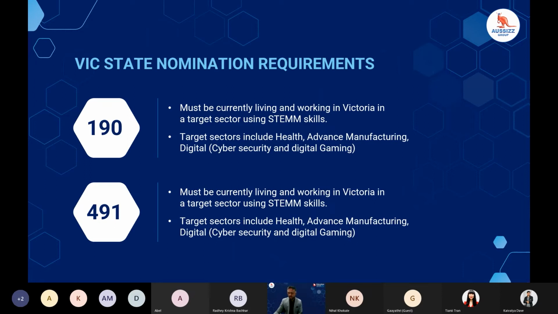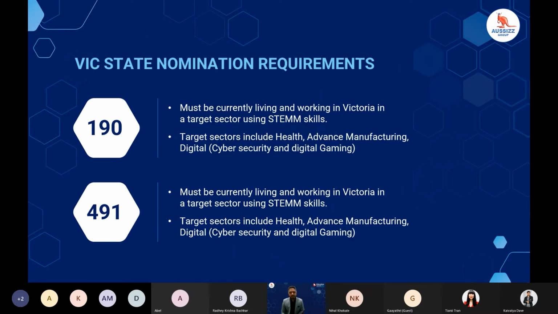So you simply lodge an ROI. If you meet this criteria for 190, if you're living and working in one of these sectors, then you wait for Victoria to select candidates, and whenever they select from the ROI, you get an email from them. Again, you submit all your documents to the Victorian government. Once they assess your documents and they're happy to nominate, you will receive an invitation in your SkillSelect. The SkillSelect number will need to be given to them during the application. So that's part of the application for a 190 nomination anyway.